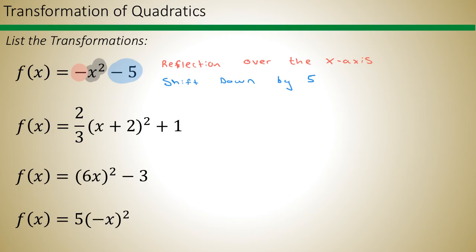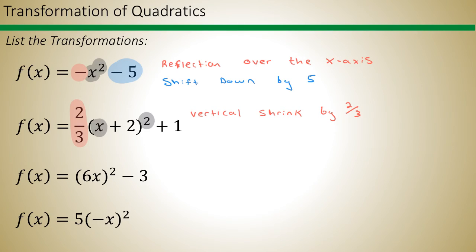All right, the next one, again, x squared is our parent, so this x and this square. Anything that is not that is going to cause a transformation. So this 2/3 right here, okay, that is going to be a vertical shrink. And we have to give the scale factor. We're going to say by 2/3.